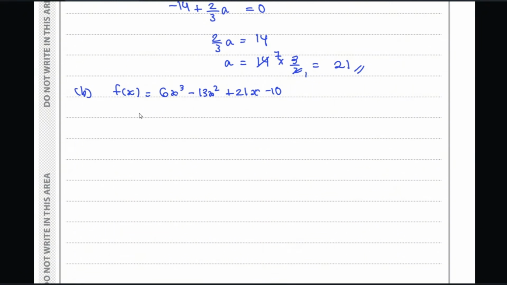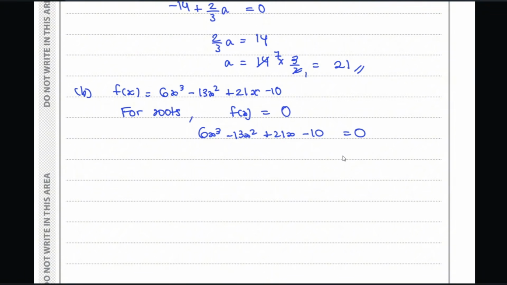So when this curve intersects with the x-axis, what do we do? To calculate roots or x-intercepts, we have to equate the curve equation, the cubic function, to the x-axis equation, which is y equals 0. So f of x is equal to 0, and we'll be solving 6x cubed minus 13x squared plus 21x minus 10 equal to 0. We'll be solving this equation to find the x-coordinates of all the intersection points between the curve and the x-axis.